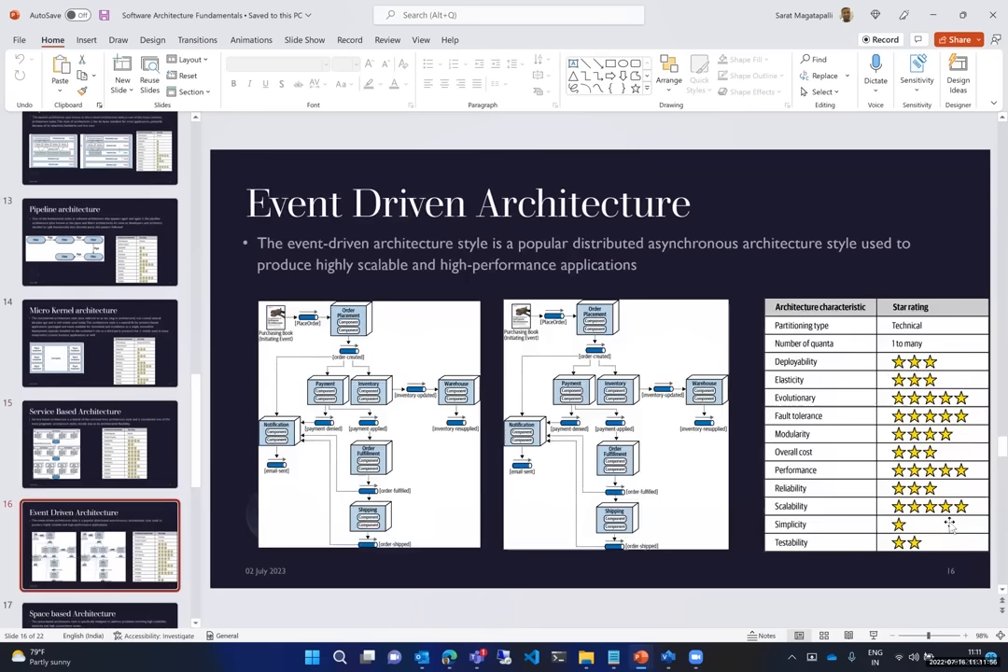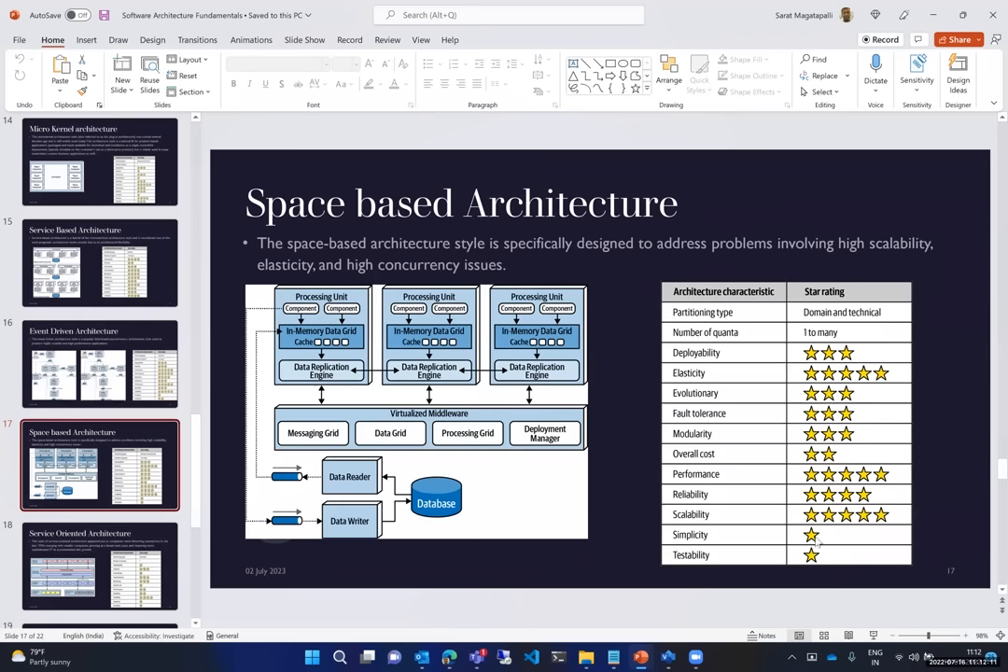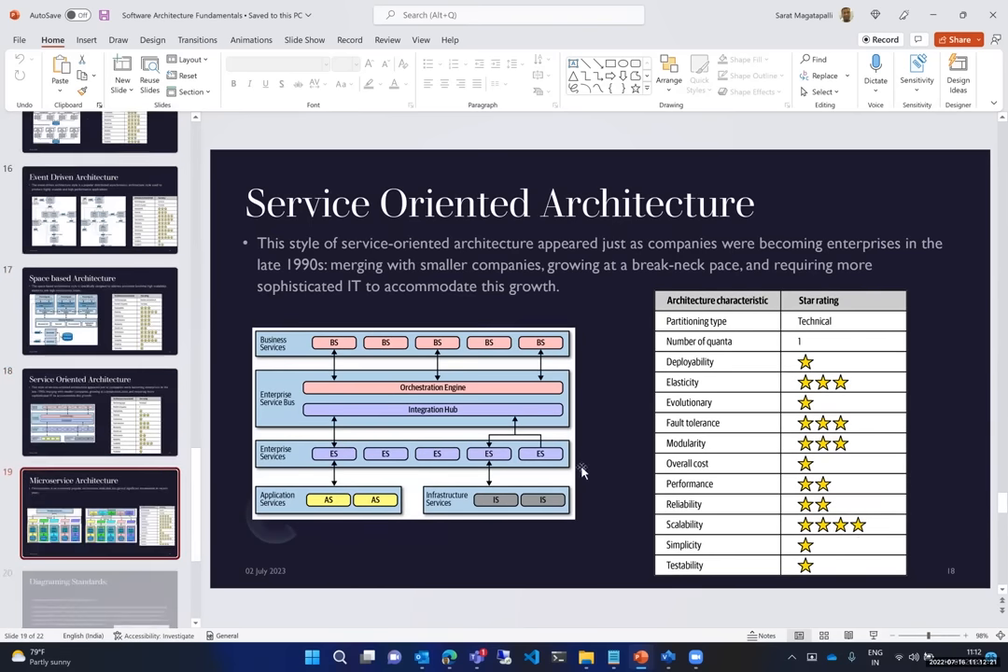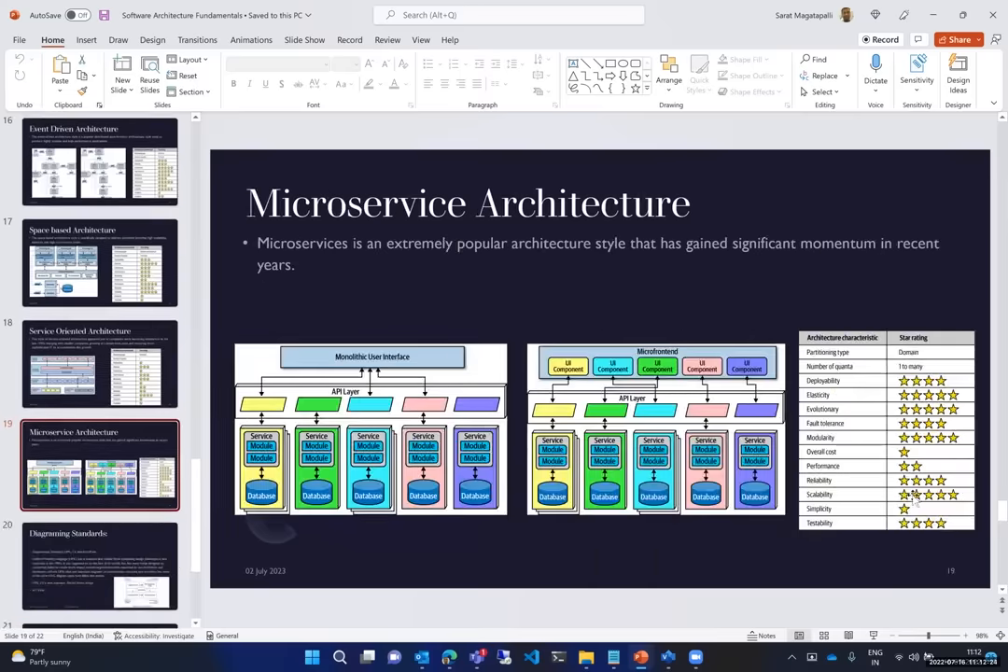But let's see. Event-driven scalability is good, but it is not simple, it is a little complex, so maybe I'll not go with that. It's adding a lot of complexity to my application. Space-based, again, is not simple and is a little hard to maintain, so I'll not go with this. Service-oriented architecture, scalability is okay, not so great. Microservice architecture provides very high scalability, but it is also not simple and not cost effective. But this is the trend.